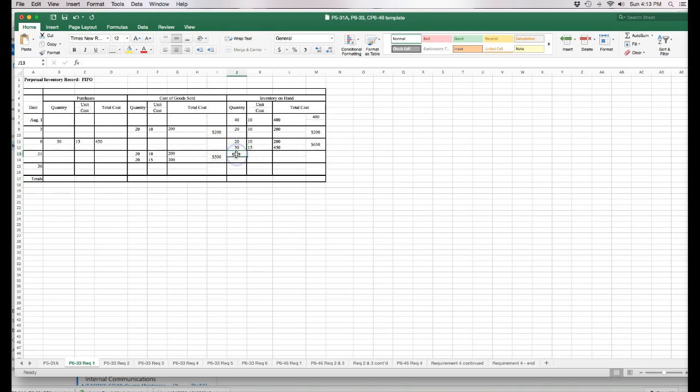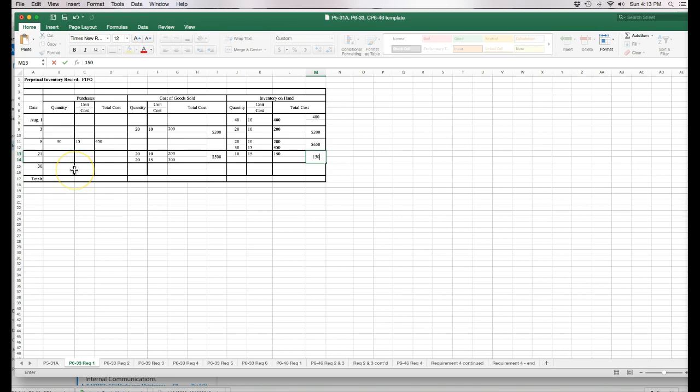So now what do we have left on hand? Well, we sold the 20 at 10. We got rid of those completely, so we have none left. We sold 20 of the 30 at 15. So we have 10 left at $15. So our inventory on hand is now 150.